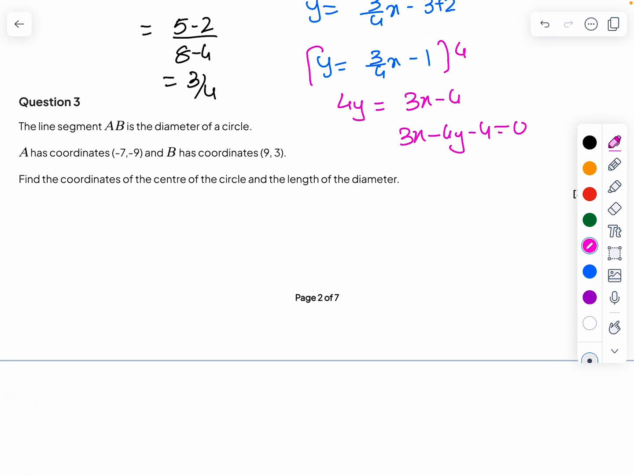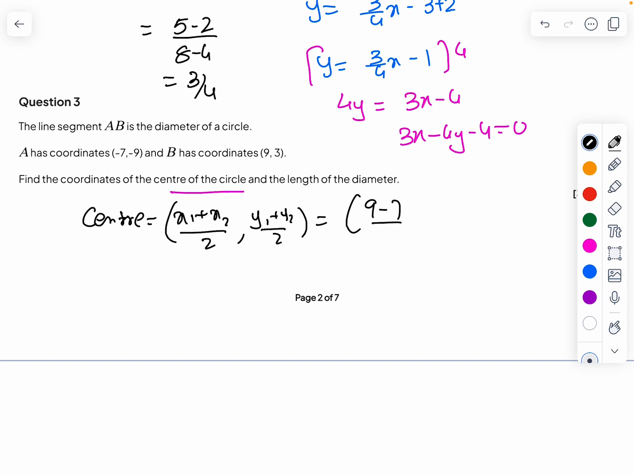Question number 3. The line segment AB is the diameter of the circle. Find the coordinates of the center. Center is going to be the midpoint formula. What is the midpoint formula? x1 plus x2 upon 2, y1 plus y2 upon 2, which is 9 minus 7 upon 2, 3 minus 9 upon 2, which is 1 comma negative 3.